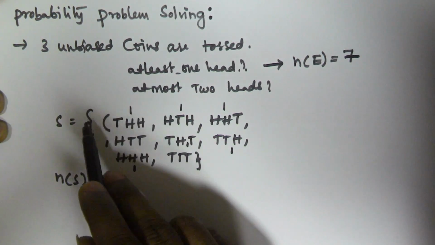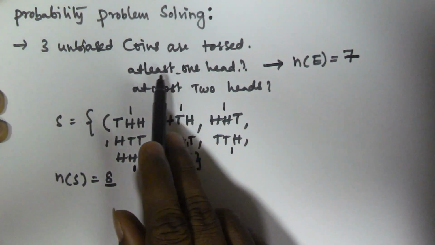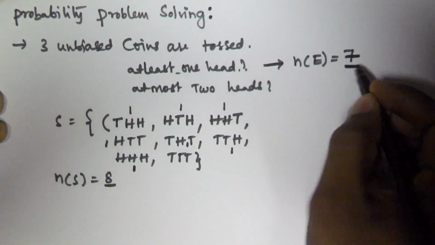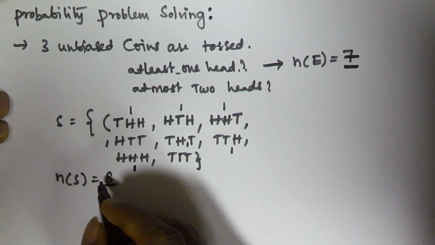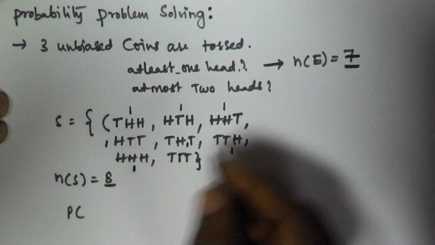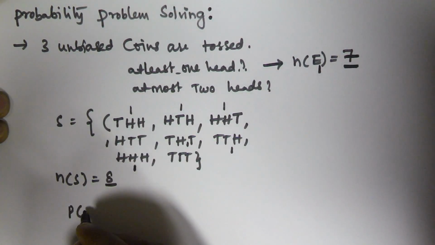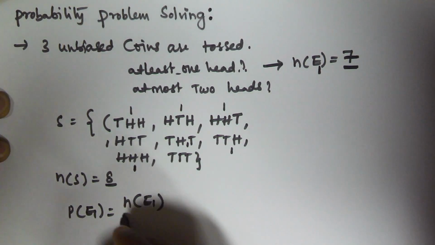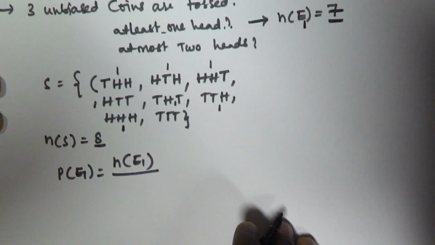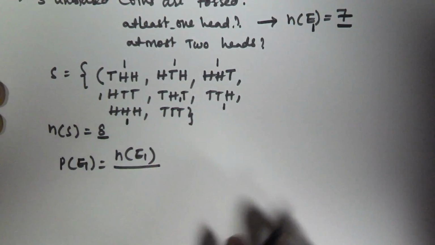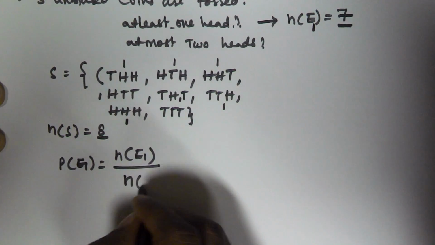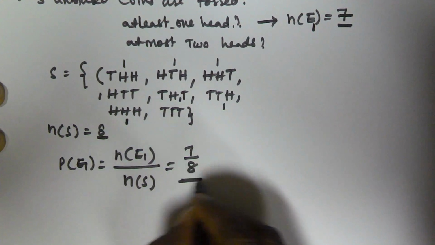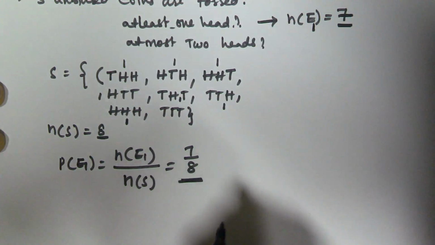So whenever we toss three unbiased coins, the probability of getting at least one head is n(E) is 7 and n(S) is 8. We assume this event is E1. The probability of E1 is equal to n(E1) by n(S), so that is going to be 7 by 8. This is the probability of getting at least one head.